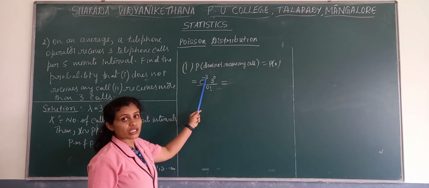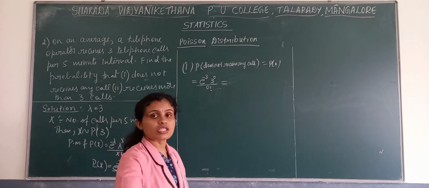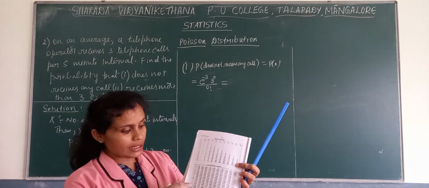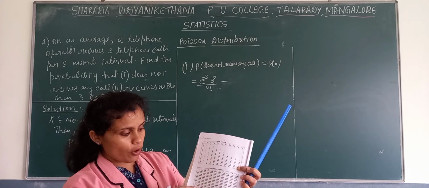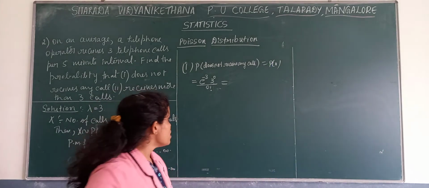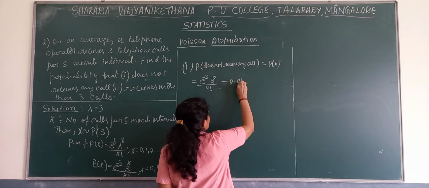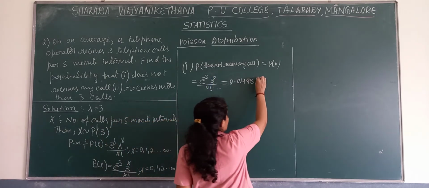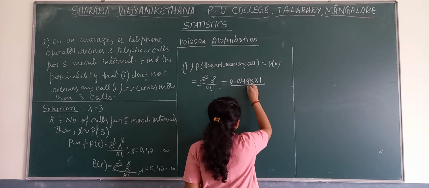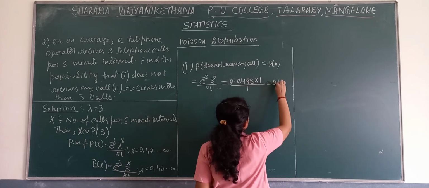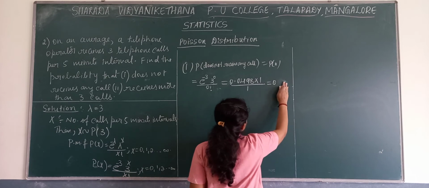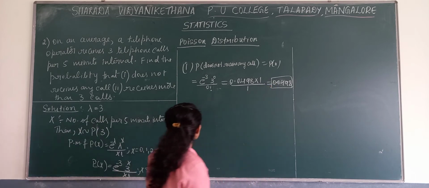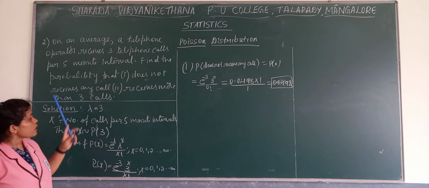What do we need to see in the exponential table? 3. There we have to see 3 and which column? 0 column. 3 here, 3, 0 column, that is 0.0498. And 3 to the power 0 into 1 divided by 0 factorial is 1. So here what will remain? 0.0498. This answer only, 0.0498, will remain. Come to the second question.